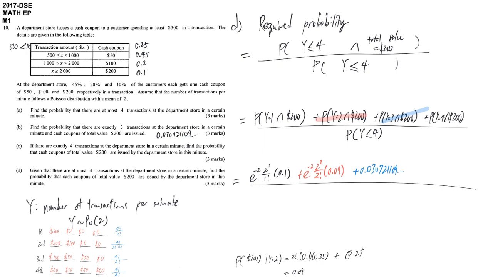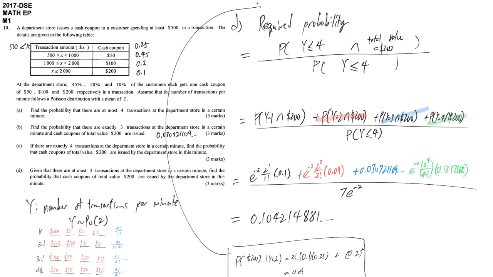And the last part, don't forget that we didn't confirm the first stage situation. Therefore, we are going to write e to the power of -2 and then 2 to the power of 4 divided by 4 factorial. The probability in part C is 0.1837565, divided by the answer in part A, that means 7e to the power of -2. Then we use the calculator. The final answer is 0.104214881. You may copy down your intermediate result somewhere before, but this part doesn't deserve any mark anyway.